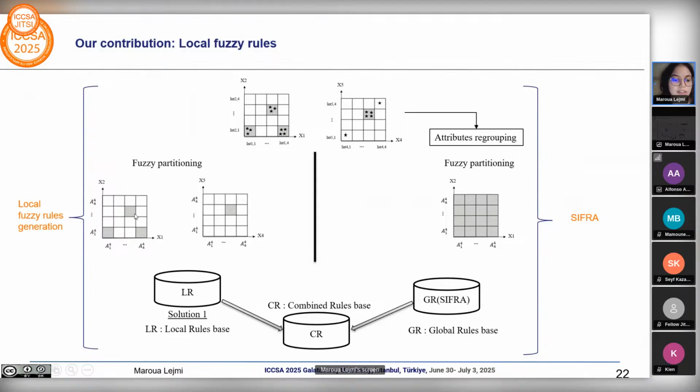We only generate it in these related regions, and we obtain the local rule base, and CIFRA obtains the global rule base. And also, later, we propose to combine these rule bases to see the impact of the rules that were not generated by CIFRA on the classification.